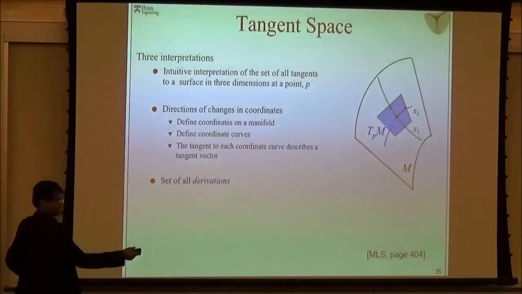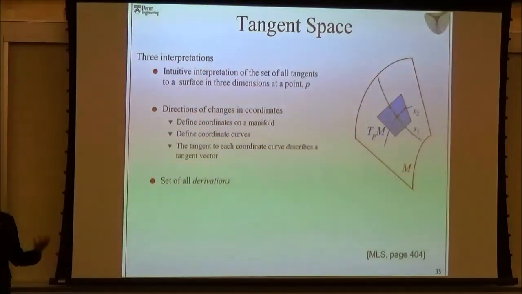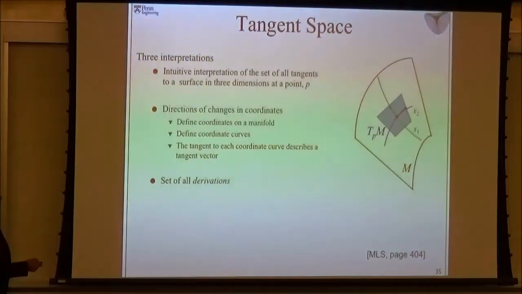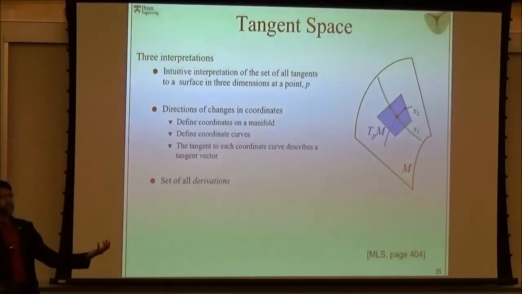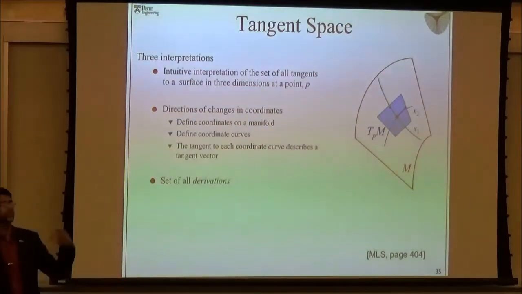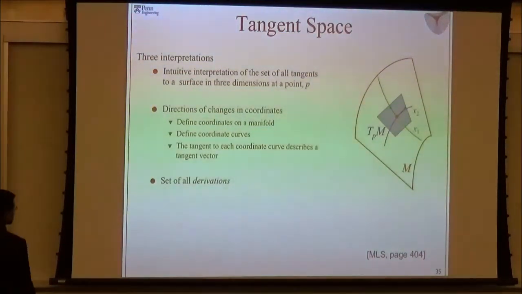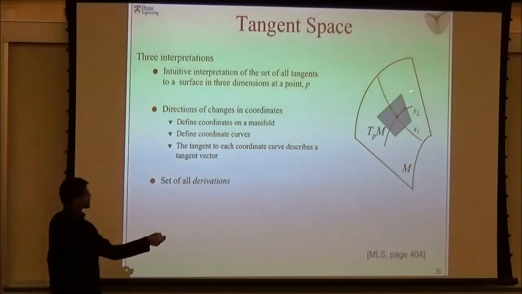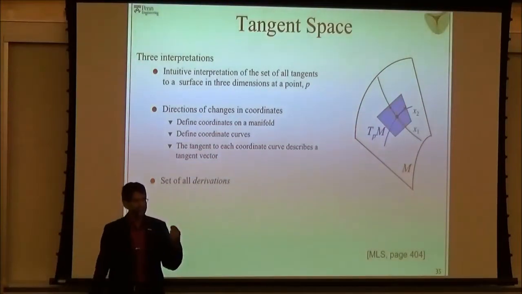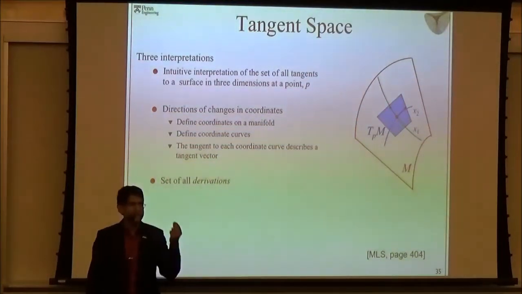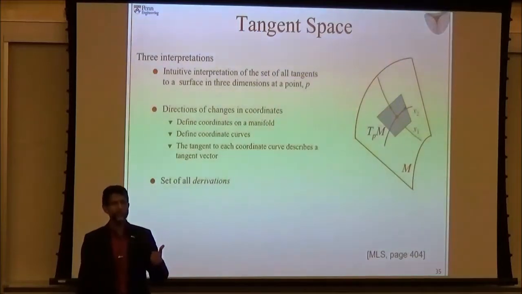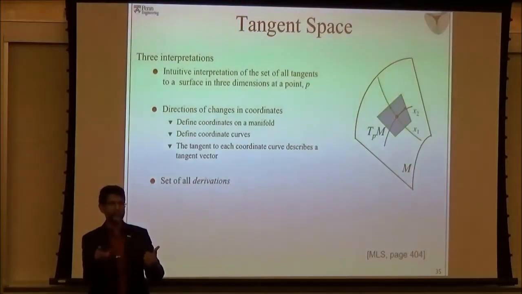So imagine, now we've already done coordinates, we've already done coordinate charts. So think about coordinates on a manifold, right? These could be your exponential coordinates or product of exponential, whatever you want. And then you define coordinate curves. So what are coordinate curves? Coordinate curves are those curves that you generate by fixing all but one coordinate and varying one coordinate, right?